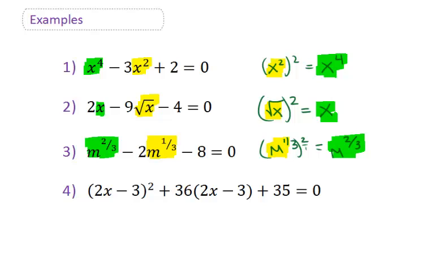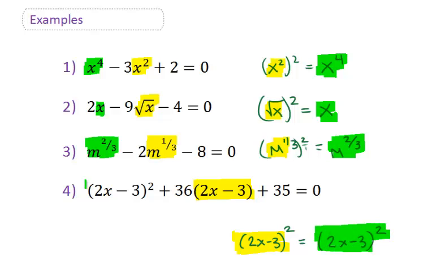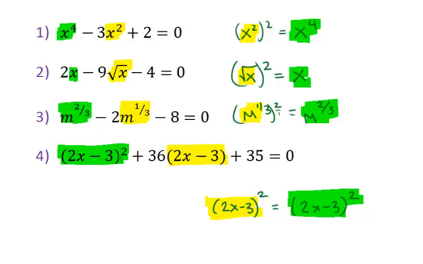Example number 4 is probably the most difficult to see because there's lots of different things happening there. But look at the parentheses. Our middle piece is this 2x minus 3 here. And when we square it, we get the first piece that we see there. So it does fit in our lookalikes of quadratic equations. What we want to do now is figure out how to solve these.